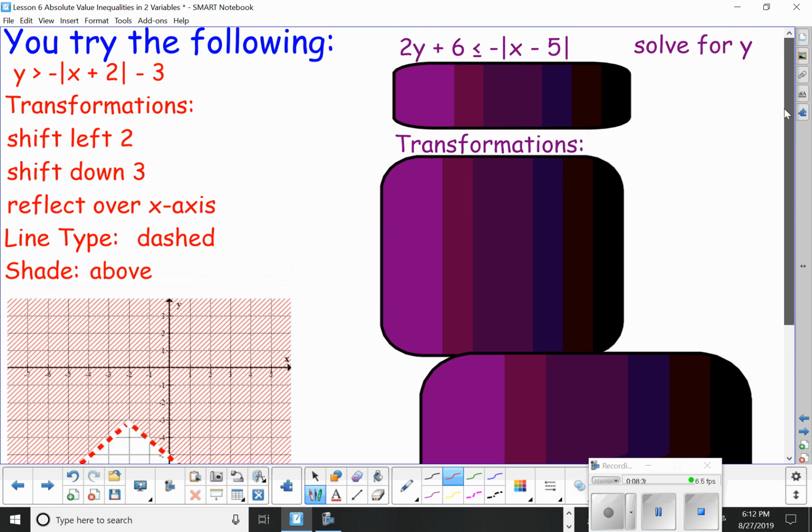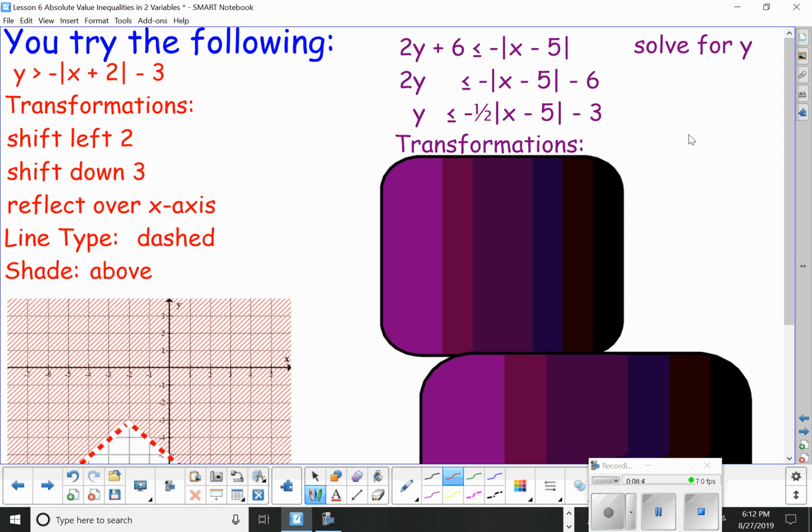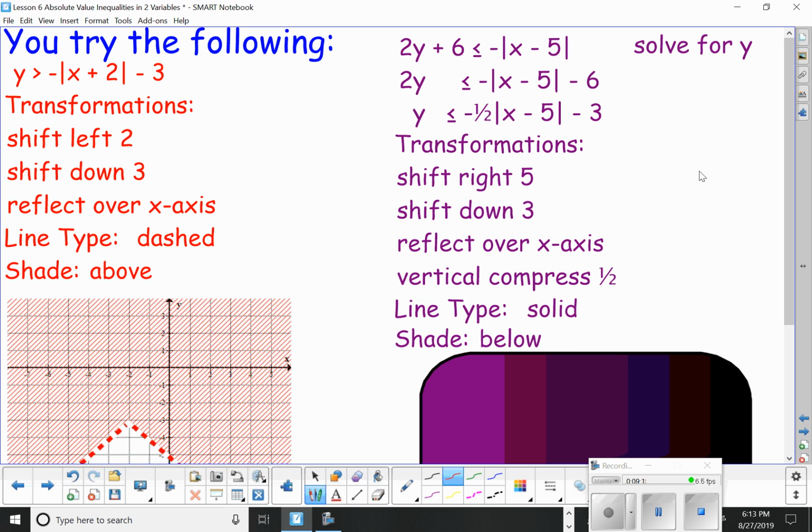Okay, what about on the right-hand side? Well, I got to solve for y first. So I'm going to add 6 and then divide by 2. Now, remember that I cannot divide into or distribute the division through the absolute value. The absolute value is like a black box. So dividing by 2 is the same thing as multiplying by a half. That's where I get the -1/2. Transformations: reflect over the x-axis, vertical compression by a half, right 5, down 3. Equals, so it's solid, less than, it's below.